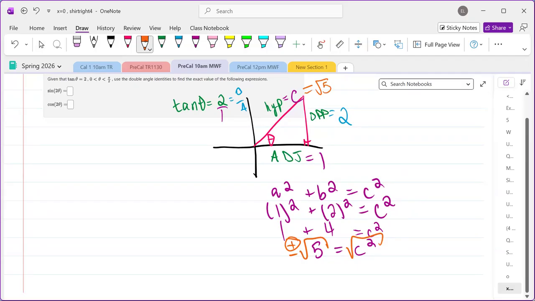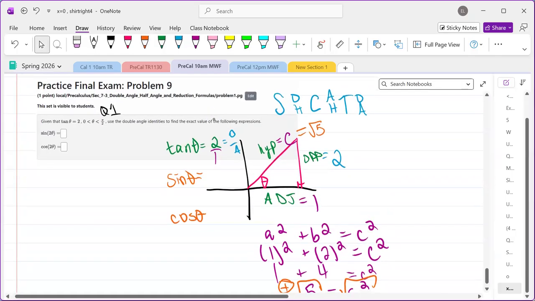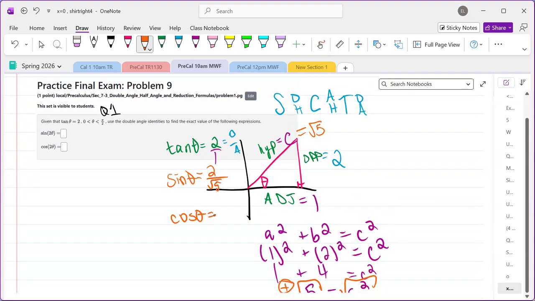All right. So now that I've drawn my triangle, I can fill out what the sine of theta and the cosine of theta are, because I'm going to need those for my double angle. So sine is opposite 2 over hypotenuse square root of 5, cosine 1 over square root of 5.